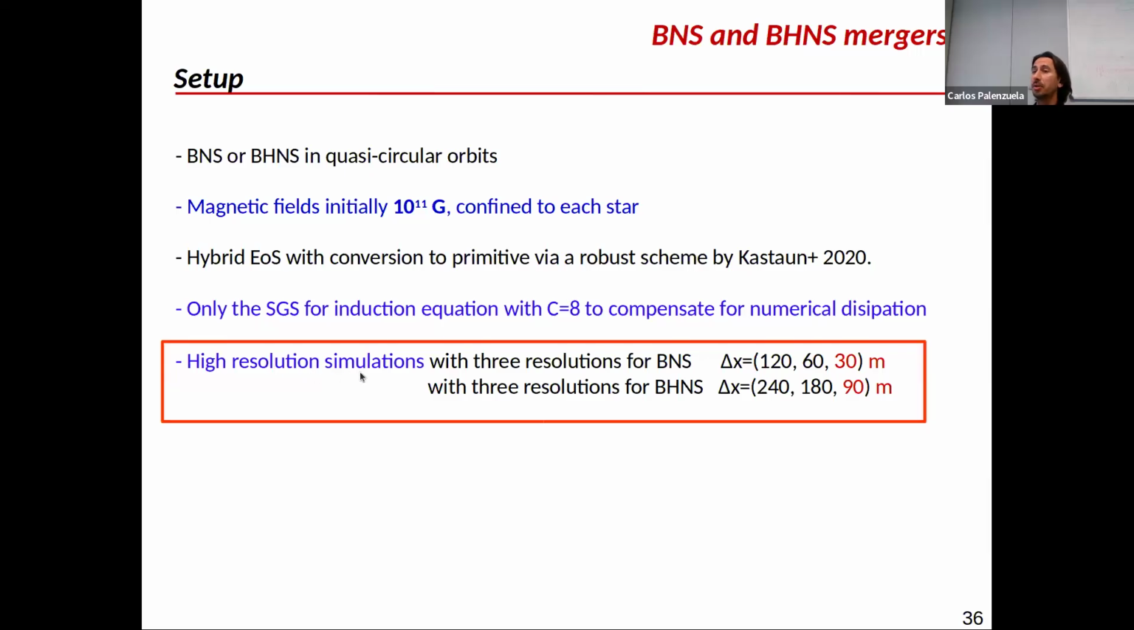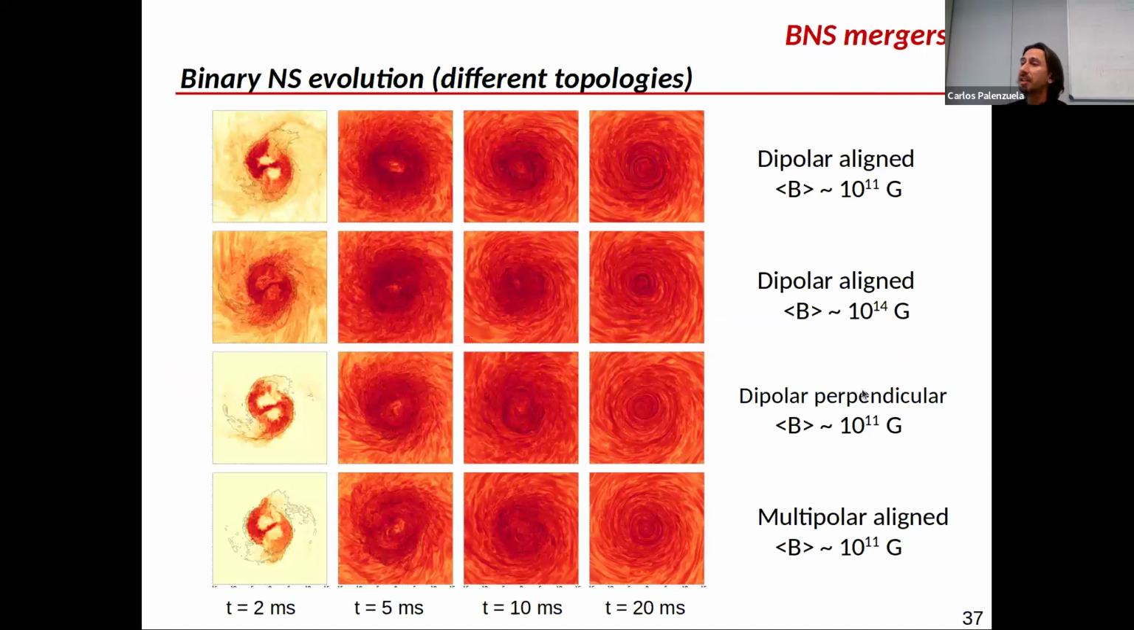And we did some high resolution simulations, with resolutions in the case of the binary neutron star that went down to 30 meters, and for the black hole neutron star up to 90 meters, covering the bulk of the remnant. Here you can see the magnetic field in the equatorial plane at different times of the mergers for different cases where we were changing the topology of the initial magnetic field.